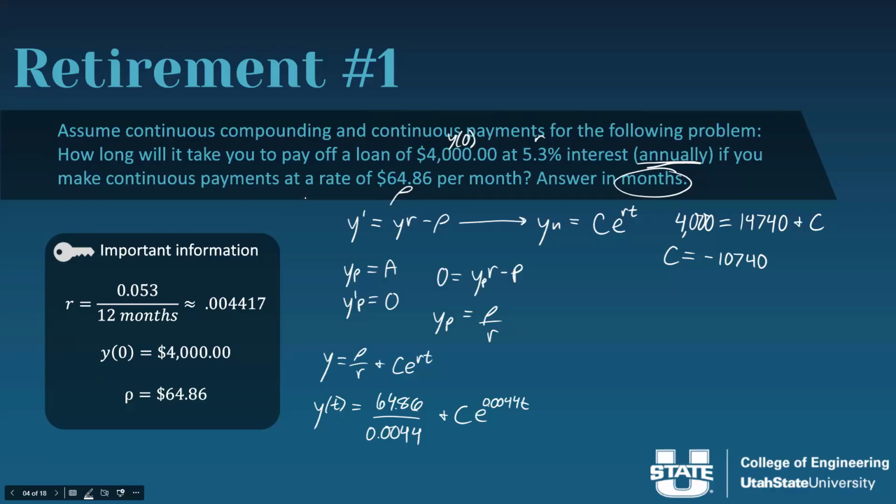And now we're actually at a kind of similar process to the last problem we did, right? We're looking for the time that it takes to pay this off. So now our solution is, I'm going to keep it in 14,740. Wait, no. Our C is negative 10,740 e to the our interest rate, and then plus 14,740.